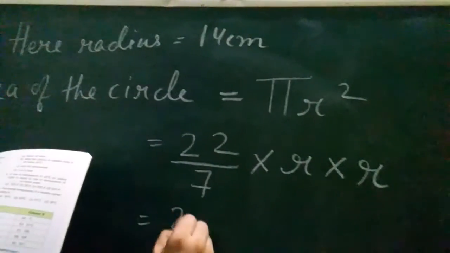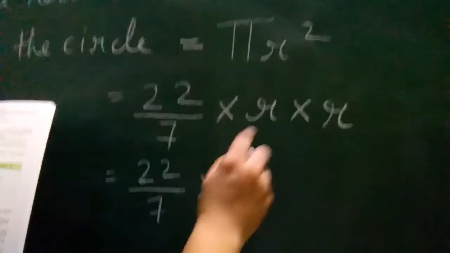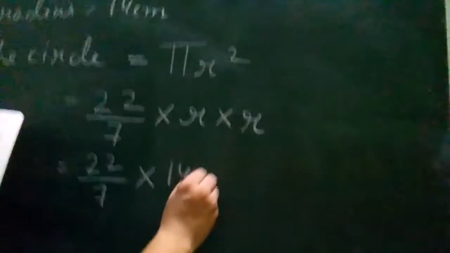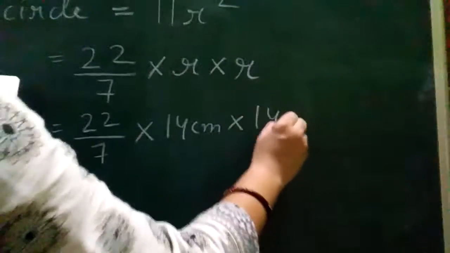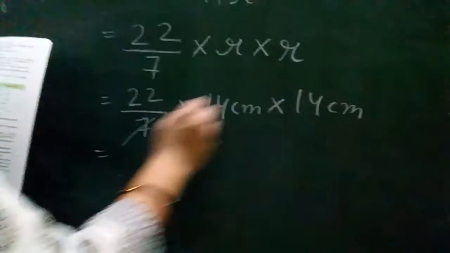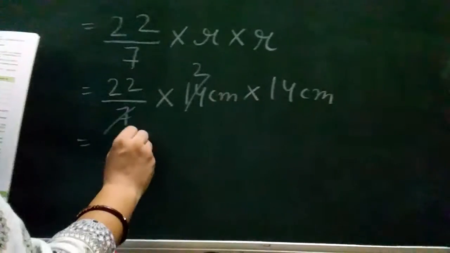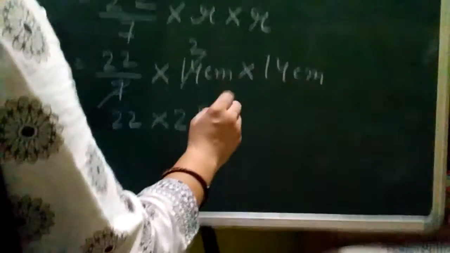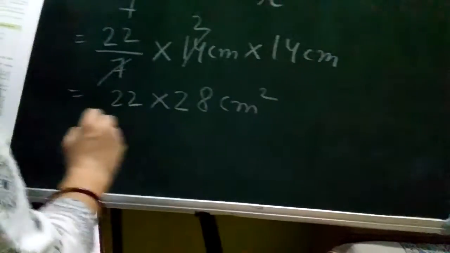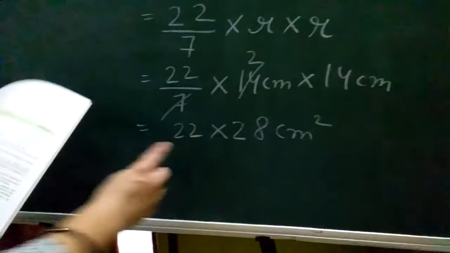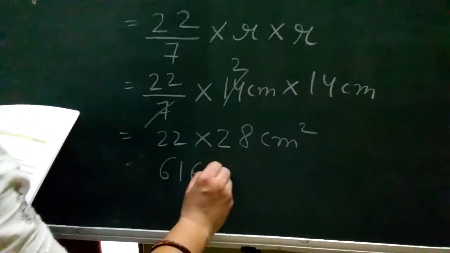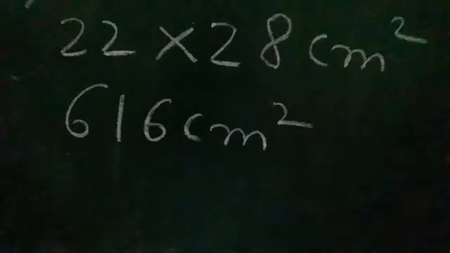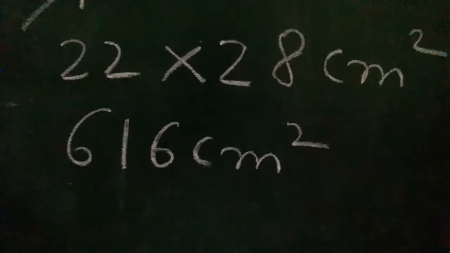So we will put the values. 22 by 7 into r, which is 14 centimeter into 14 centimeter. So here 7 2s are 14 and 22 into 2 into 14, 28. And the unit is centimeter square. So when you multiply, you will get 616 centimeter square. So the area of the circle is 616 centimeter square. This is the area of the plate.